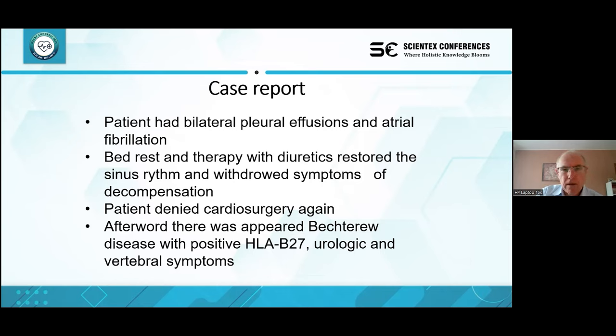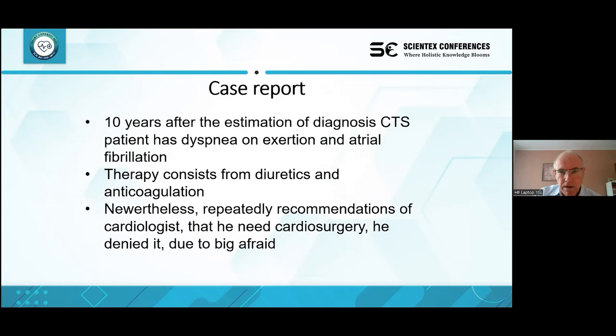Afterward, Bechterev disease appeared in the patient, with positive HLA B27 and urologic and vertebral symptoms. Ten years after the diagnosis, the patient had dyspnea on exertion and atrial fibrillation. Therapy consisted of diuretics and anticoagulation. Nevertheless, despite repeated recommendations of cardiologists that he needs cardiosurgery, he denied it due to great fear of the operation.